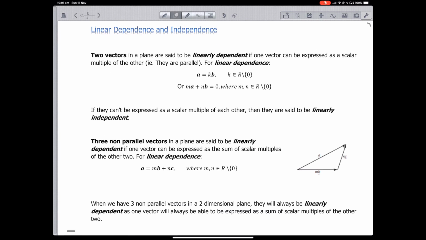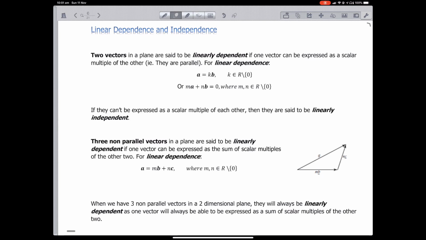Okay, guys, I've had a few of my students ask me to refresh them on what linear dependence and independence is. So we're going to quickly run through it in both the two-dimensional and three-dimensional planes. So, linear dependence, linear independence.